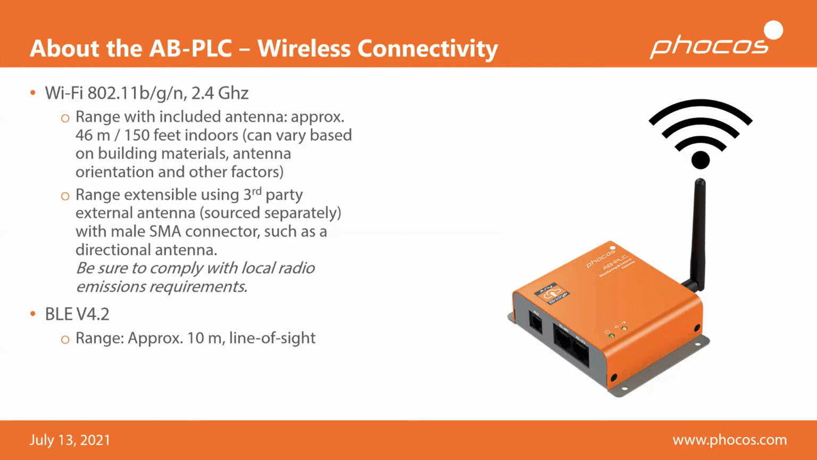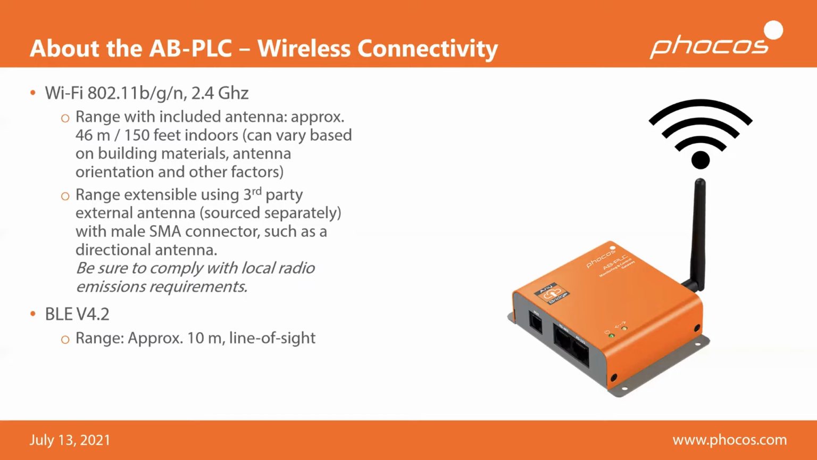The antenna is connected with a standard SMA connector to the housing of the AB-PLC. This is the same type of connector you'll find in any standard router. We've done this on purpose so that it's very easy for you to source an alternative antenna if you were to need one. Do be sure, though, to comply with your local radio emissions requirements if you do exchange the antenna.